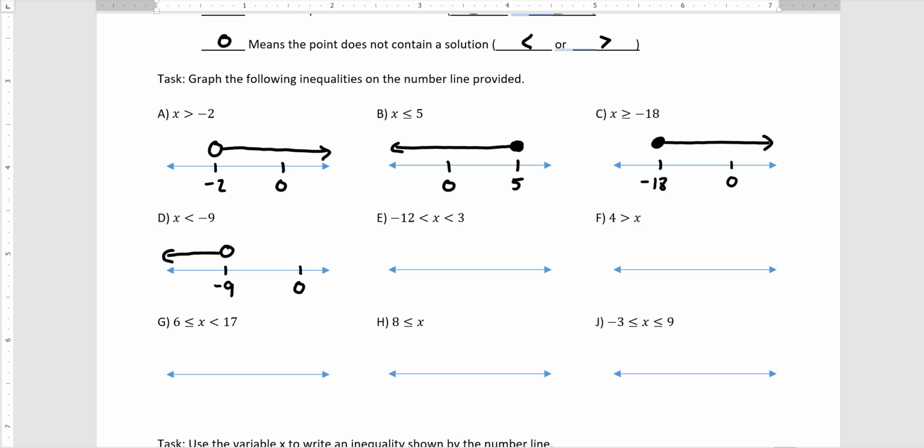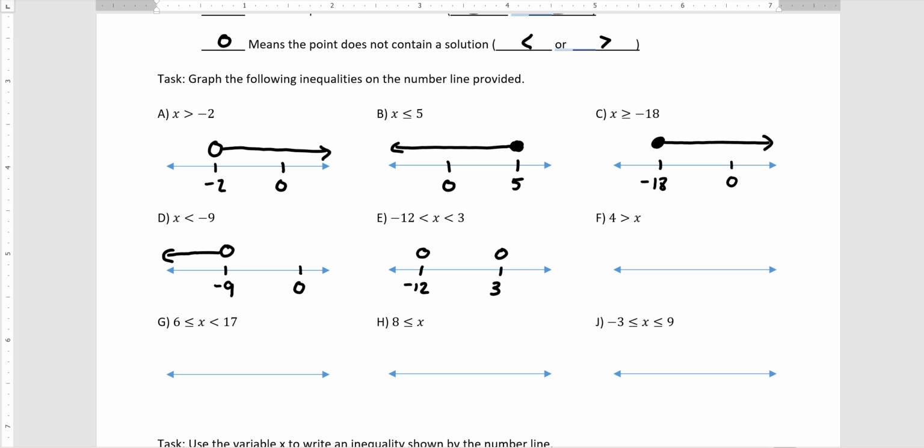Looking at letter E, -12 is less than x, and x is less than 3. So here's one. This is what's called a compound inequality. We have multiple inequality statements here. So I'm going to plot both -12 and 3. Now, I'm going to have to put open or closed circles above both -12 and 3. -12 is less than x. Well, if -12 is less than x, that means I'm going to have an open circle. Now x is also less than 3. Since we have that strictly less than again, we'll have that open circle there.